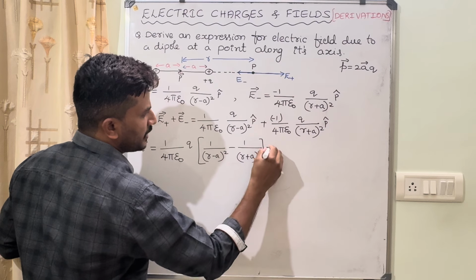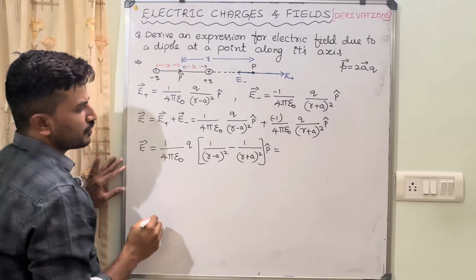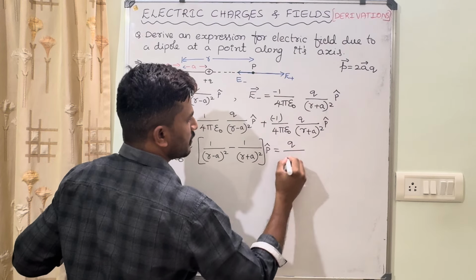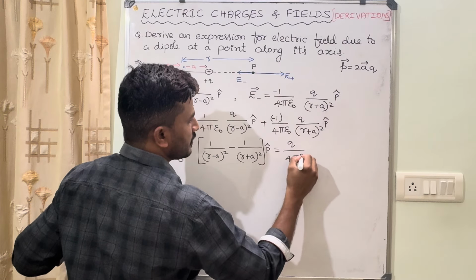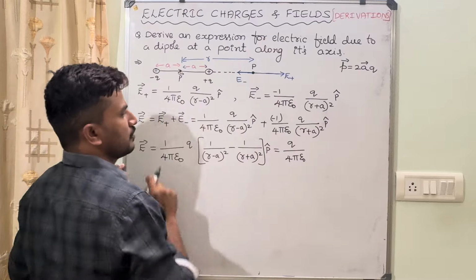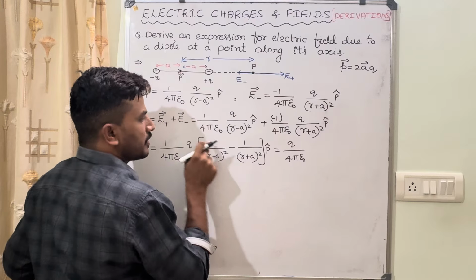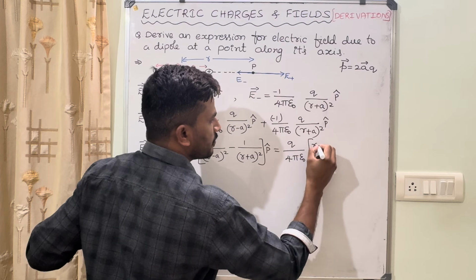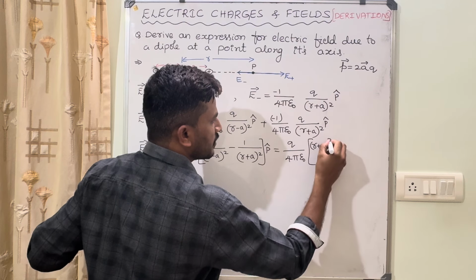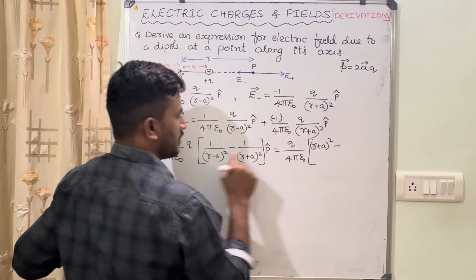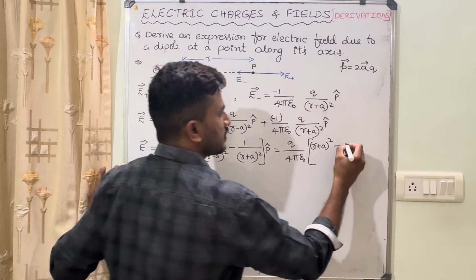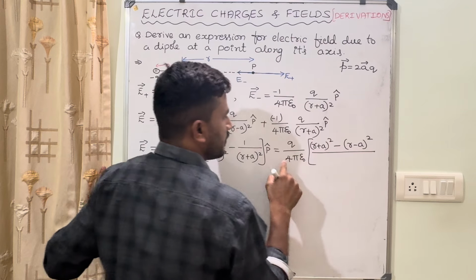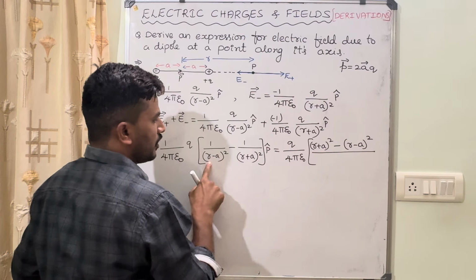Correct now? P cap at the end. So if we solve this further, you will get 1 by 4 pi epsilon naught Q, that is Q divided by 4 pi epsilon naught, because Q into 1 is Q. Cross multiplication: R plus A whole square into 1 is R plus A whole square, minus R minus A whole square into 1 is R minus A whole square, divided by R plus A into R minus A.